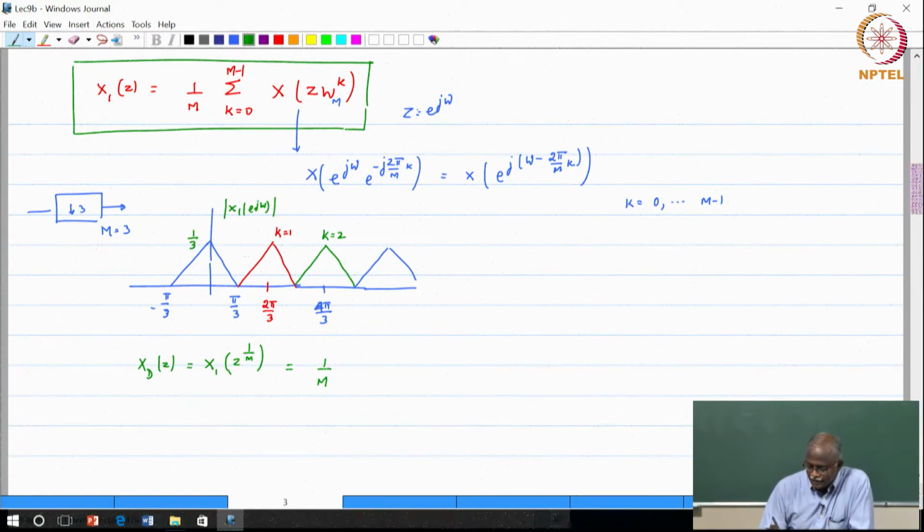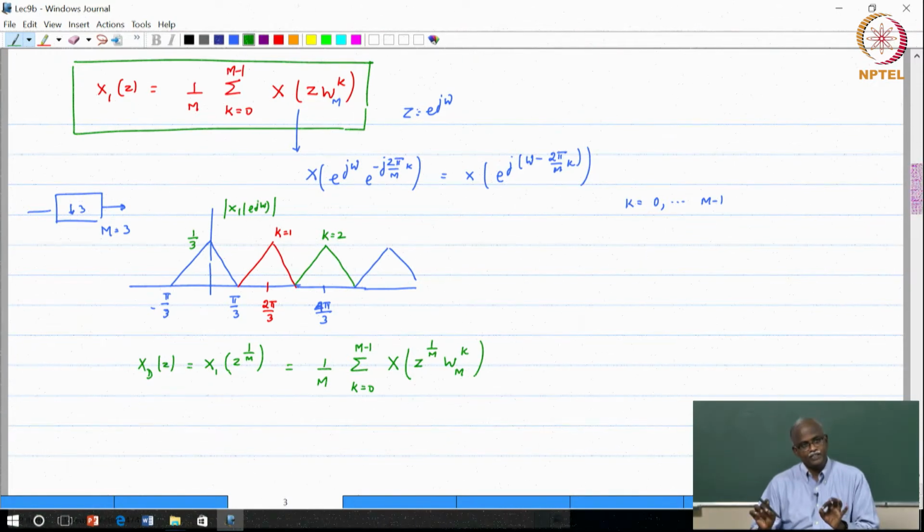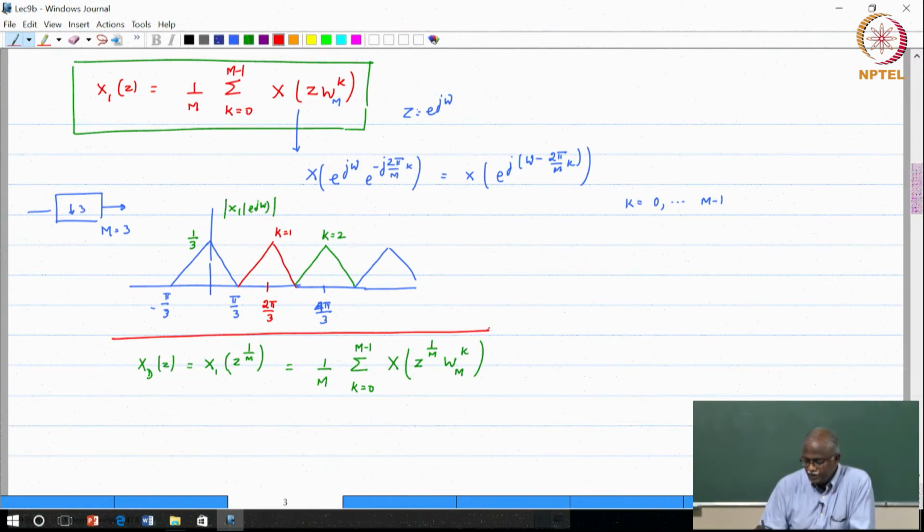So there is a scale factor 1 over m, summation k equal to 0 through m minus 1, of x. X is the first place where I am encountering z, and the only place where I will encounter z. Z is replaced by z^(1 over m), and whatever is the argument is multiplied by w_m raised to the power k. So nothing else changed, only this happened. Okay, so this is my expression for the downsampler.